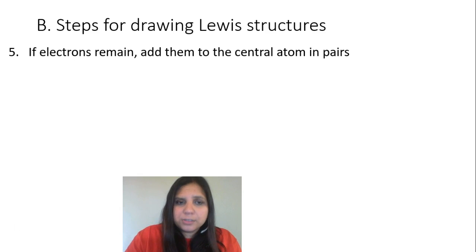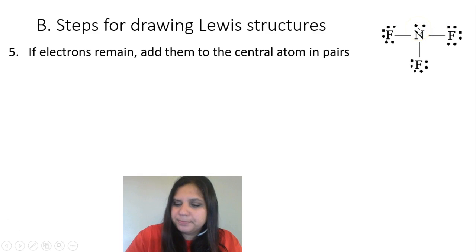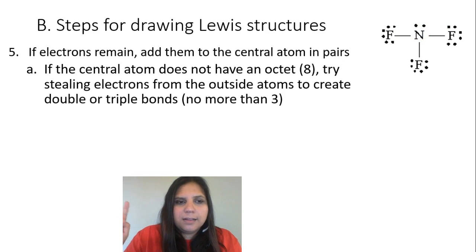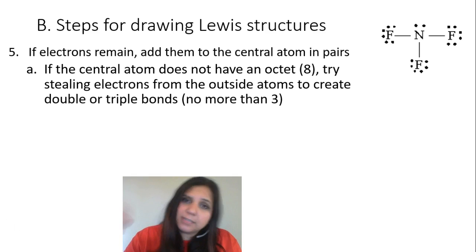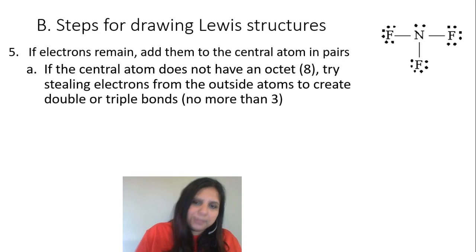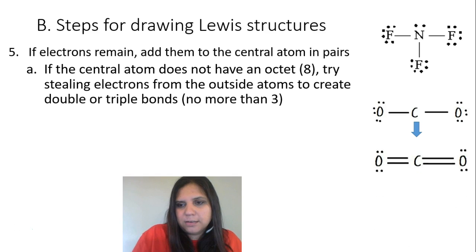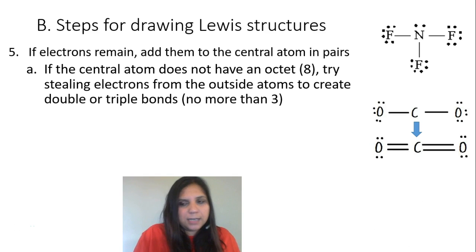If there are extra electrons, what you're going to do is first try to place them on the central atom, that's the middle atom. It looks like this. Here's a pair of electrons placed on the center atom. If the center atom does not have an octet, doesn't have 8, then you're going to try to steal electrons from the outside atoms and create either a double bond or a triple bond. So, for example, this one right here would look more like this, so that each atom would have an octet. That's the goal, to get everything to share so that each has 8 valence electrons.